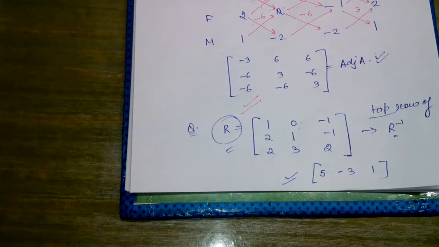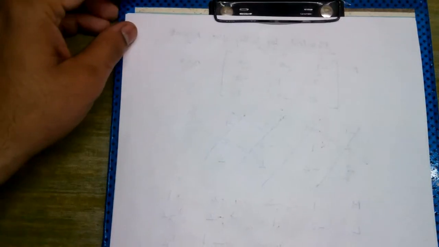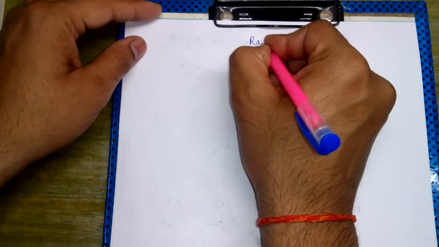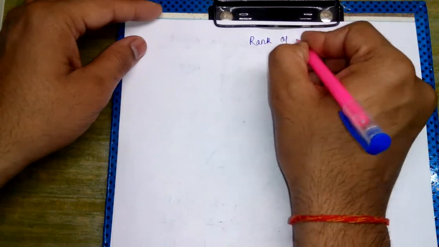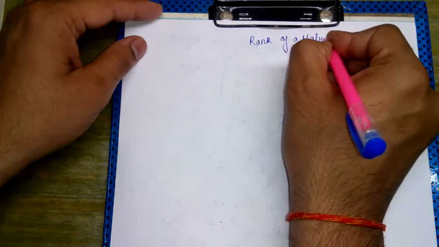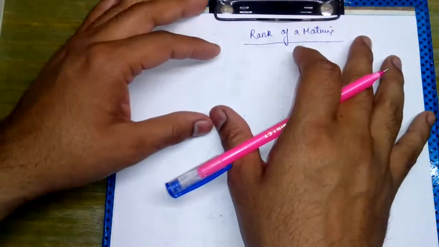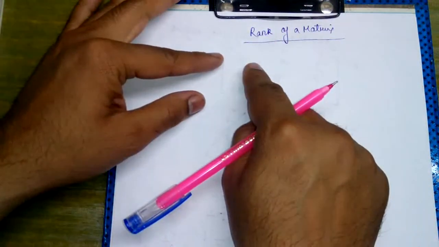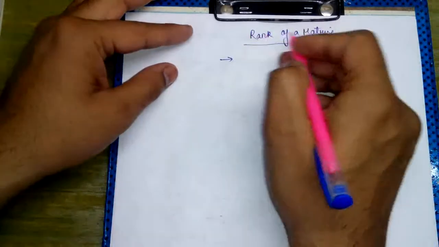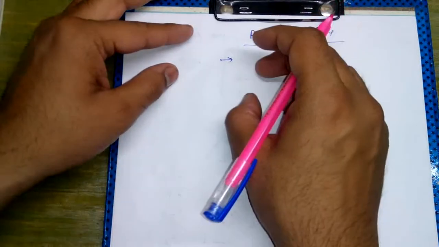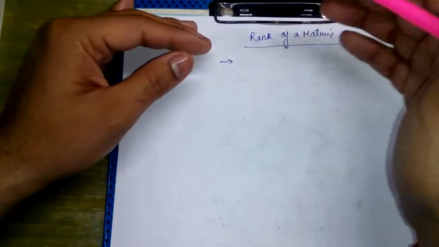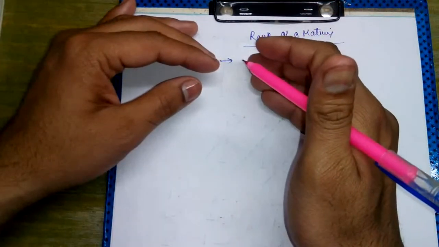Okay, now we will do some numericals related to the rank of a matrix. Now there are certain rules or certain shortcuts that I'm going to tell you that you have to remember to calculate the rank. The first shortcut is that we have to convert the given matrix into either the upper triangular matrix or the lower triangular matrix.